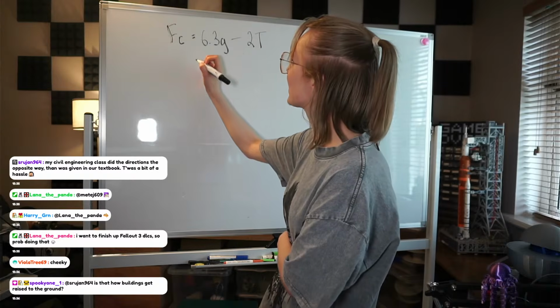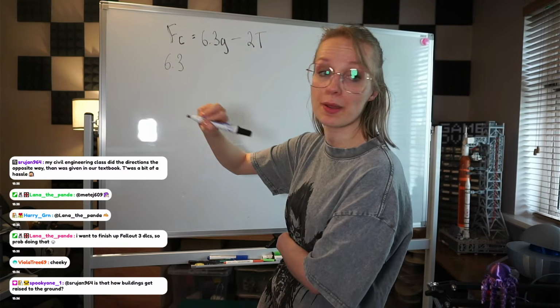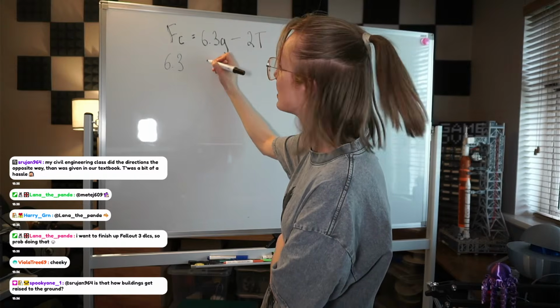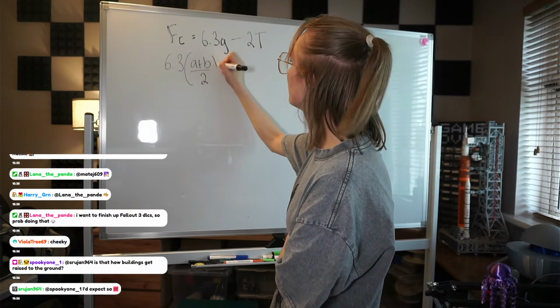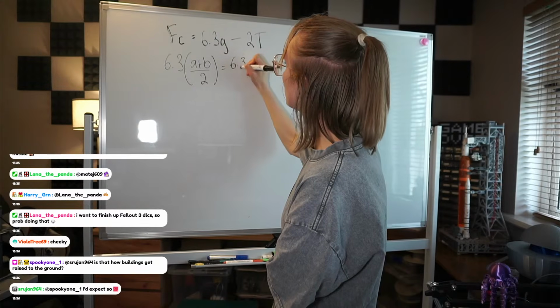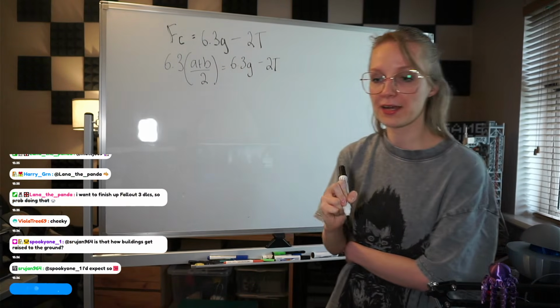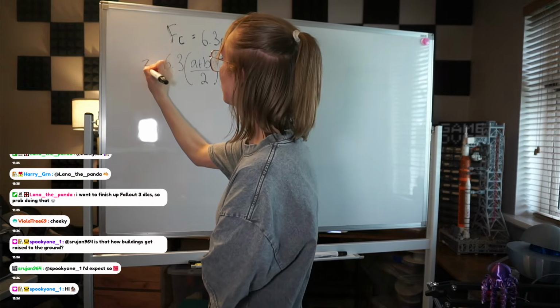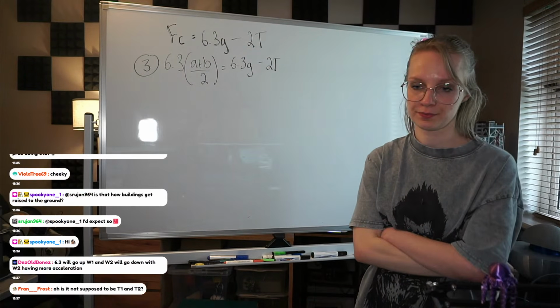Welcome in. So this is the mass, 6.3 times the acceleration. Remember, it's the average of those two accelerations. So that's (A plus B) over 2 is equal to 6.3g minus. There's our third equation. Now, chat, how many unknowns do we have?